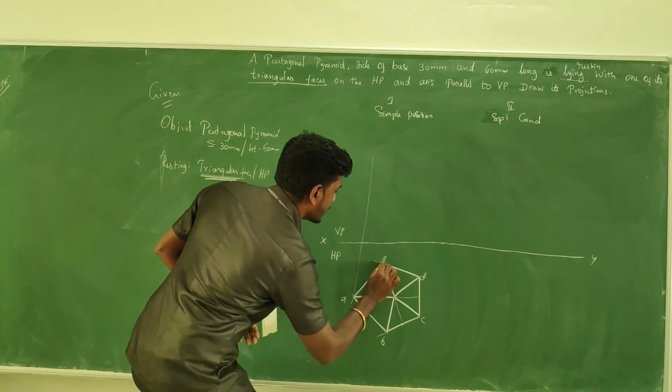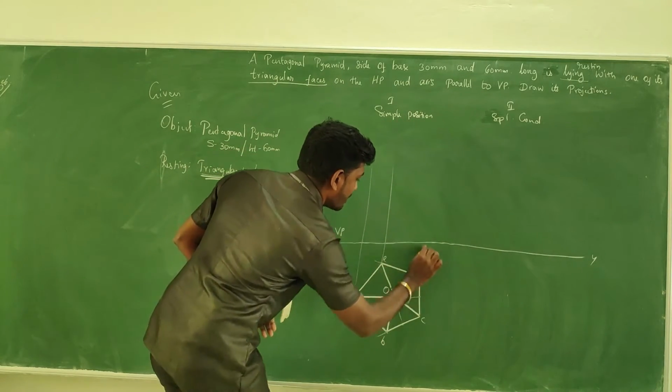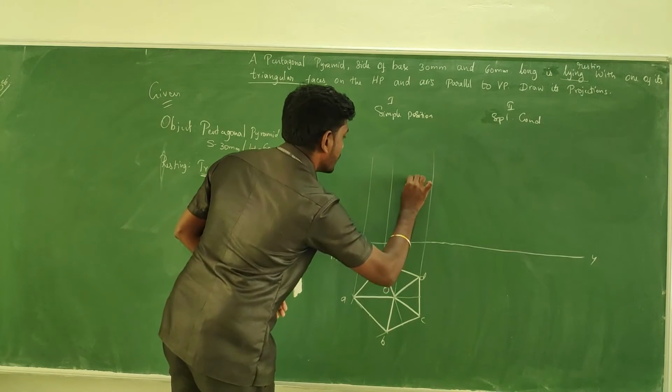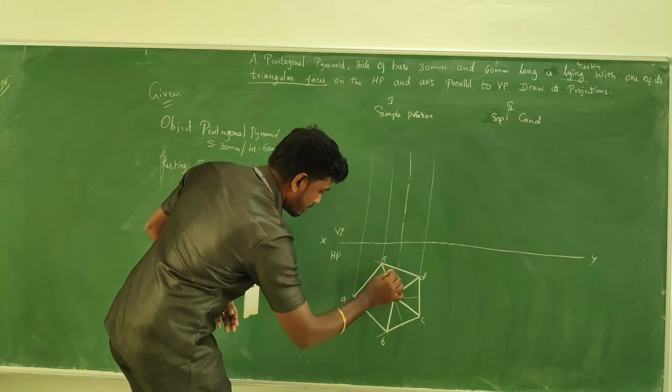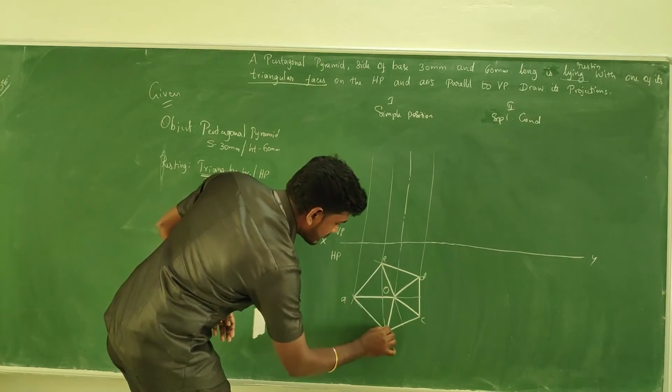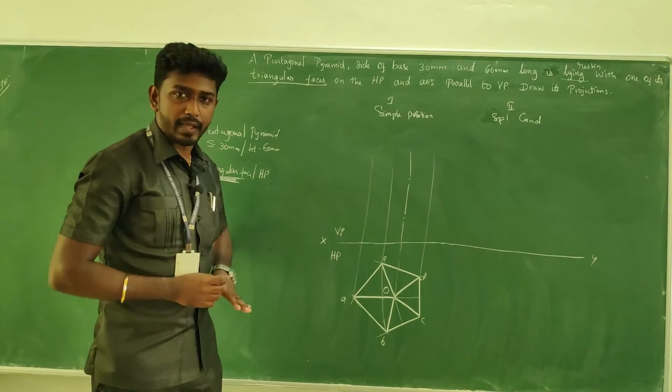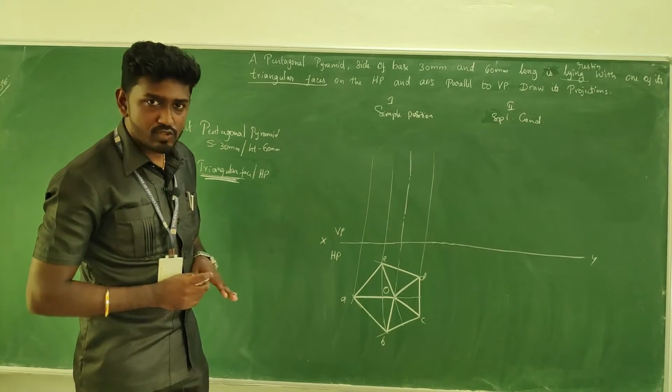It's a familiar one. Take the projector from each and every corner so that you get the traces like this. In the same manner, E and B will come in the same projector line when you have a good construction of the pentagon. So this is how the traces will be.